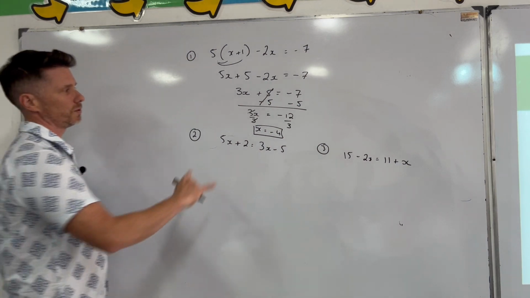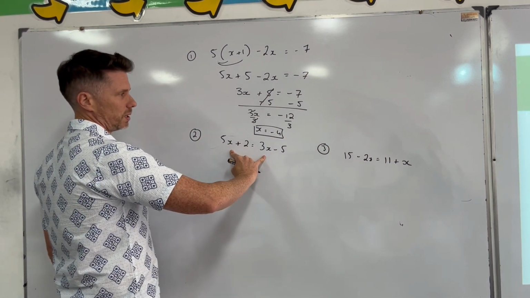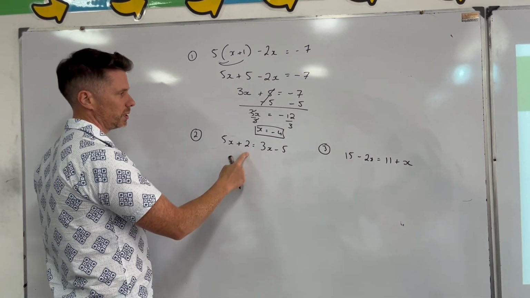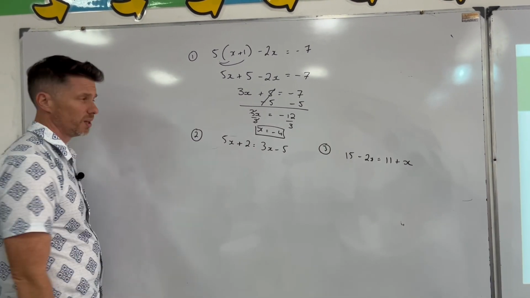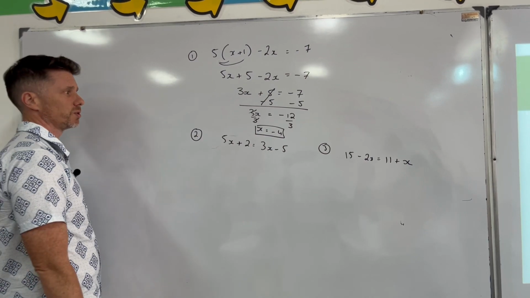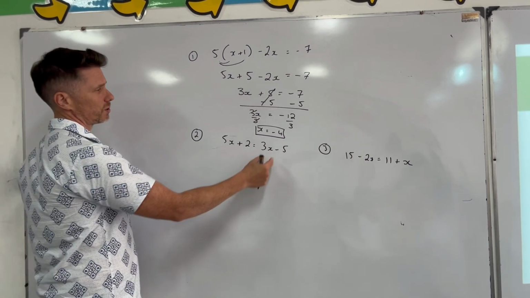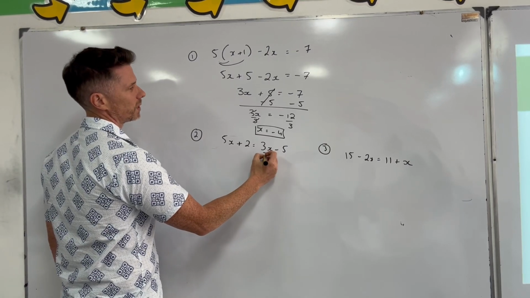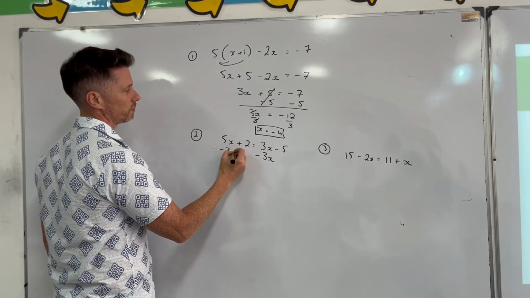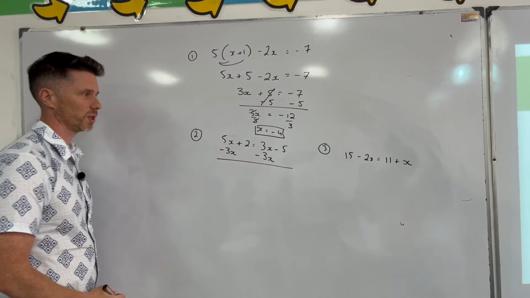This time, there's variables on both sides, and there's no simplification to be done. These can't be added together or subtracted. So my first step here is I usually get rid of the smaller x. So 3x is smaller than 5x. So I get rid of it by subtracting it from both sides of the equal sign. I subtract 3x from both sides.